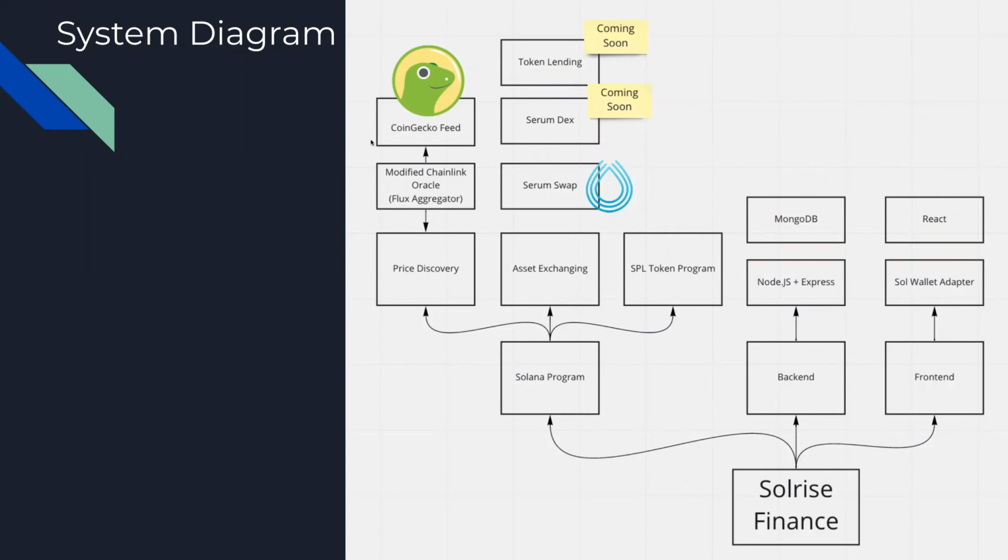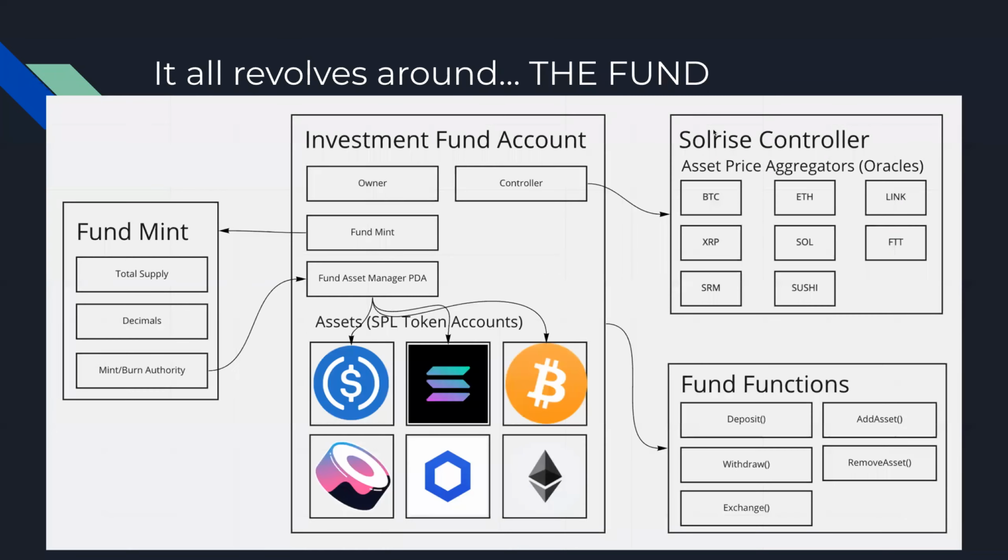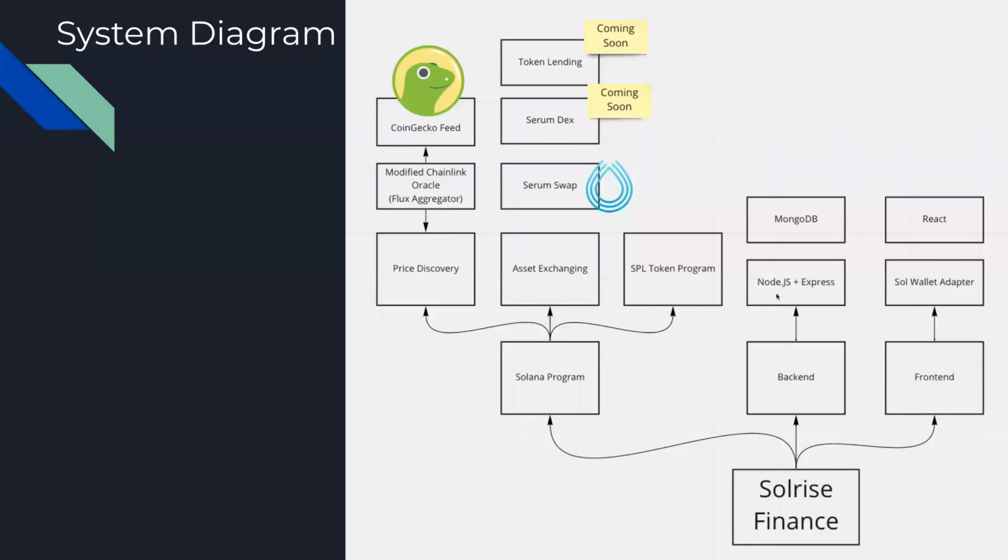With CoinGecko, we've identified that they have a big amount of free requests and support much more cryptocurrencies, and then we utilized that and created oracles for all of these assets, basically Bitcoin, Ethereum, Link, XRP, Sol, FTT, Serum, and Sushi. That allowed us to do that.